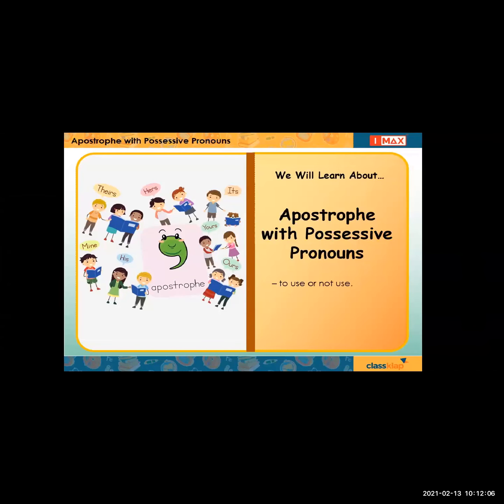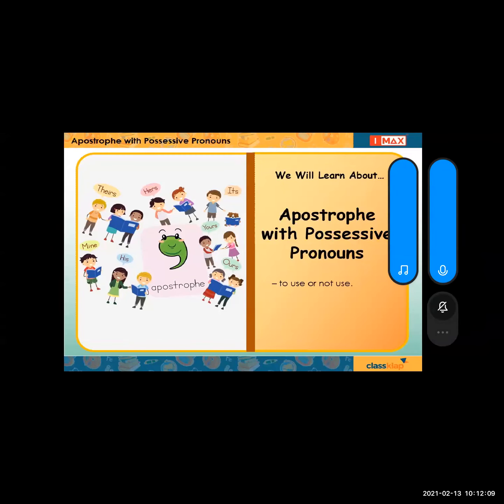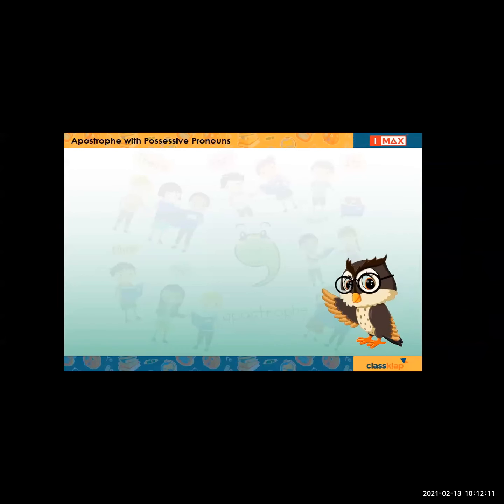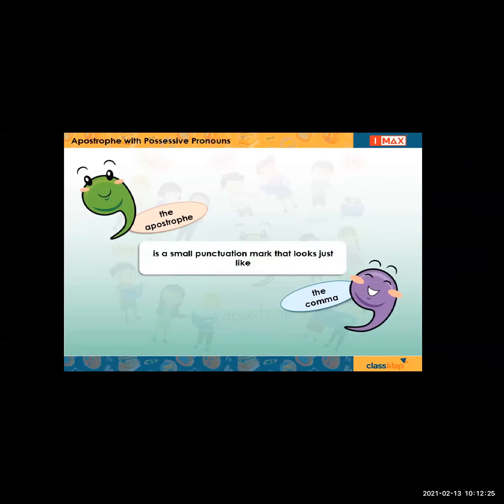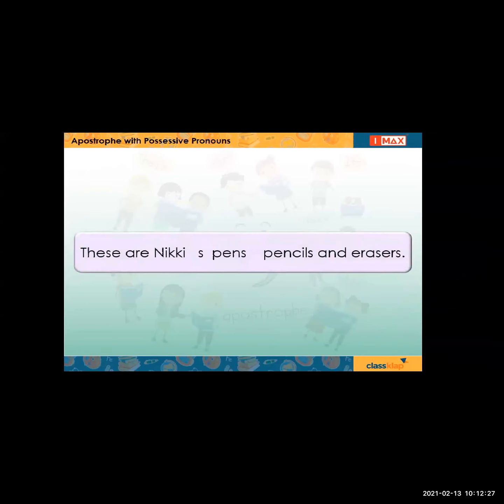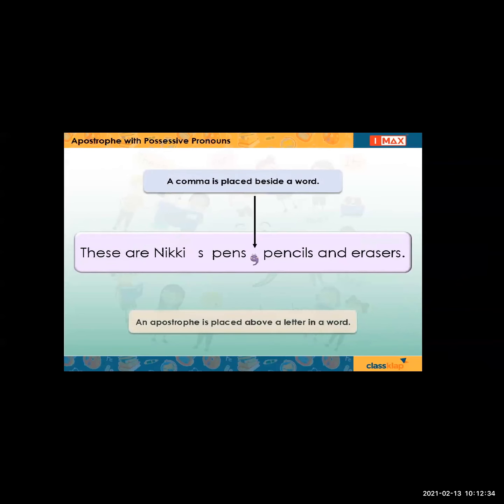To use or not to use. To understand whether an apostrophe should be used with possessive pronouns, we must first understand what apostrophes and possessive nouns are. The apostrophe is a small punctuation mark that looks just like a comma. While a comma is placed beside a word, an apostrophe is placed above a letter in a word.